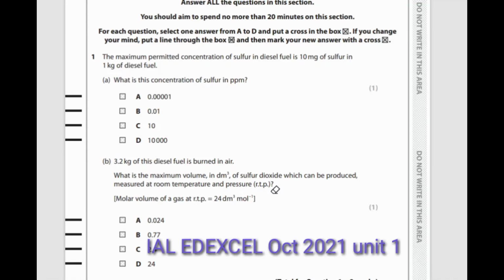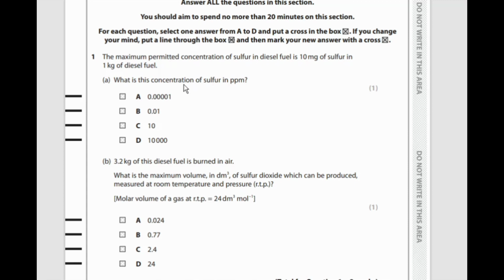October 2021, Unit 1, Chemistry. Question 1. The maximum permitted concentration of sulfur in diesel is 10 milligrams of sulfur in 1 kg diesel. What is the concentration of sulfur in ppm?